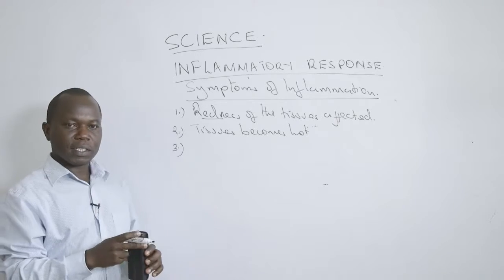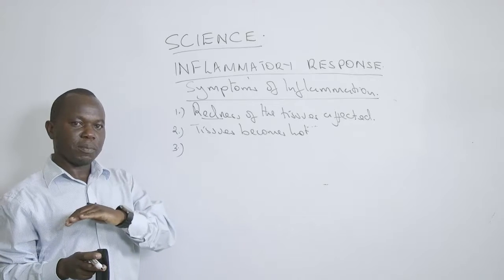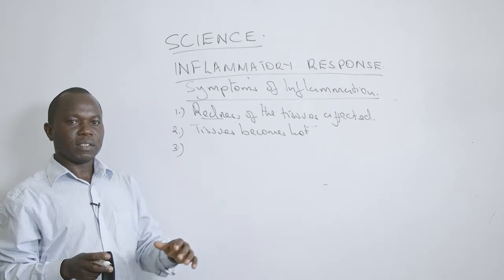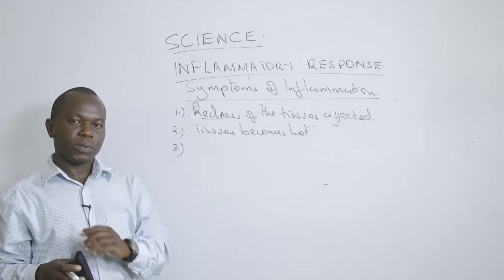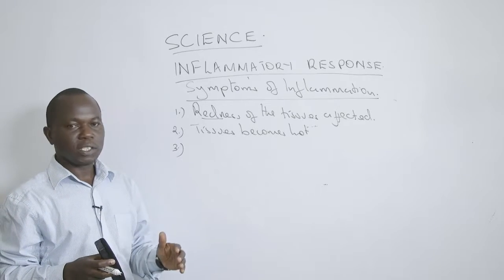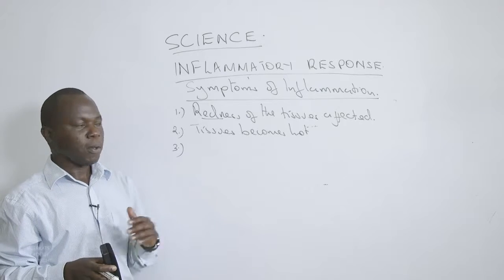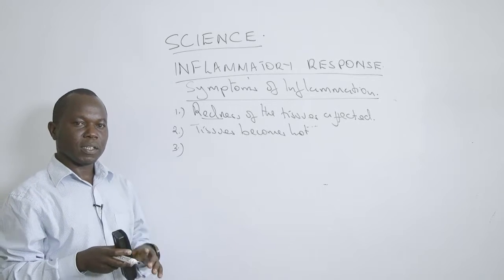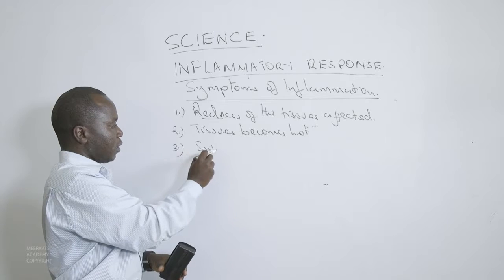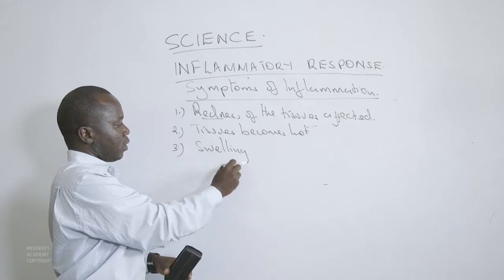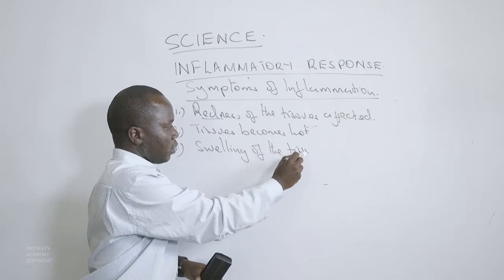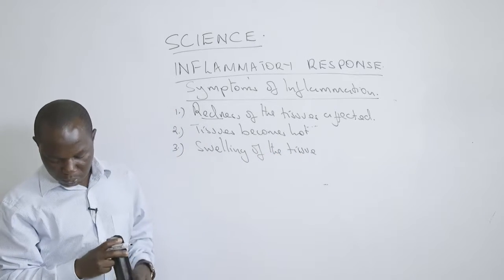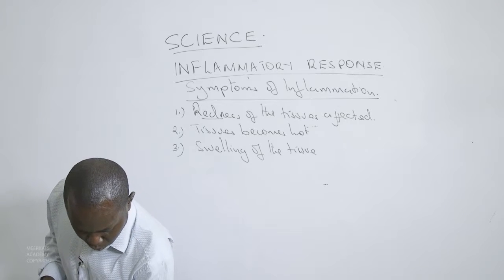We have also realized that permeability allows blood proteins and also tissue fluid to flow into the tissue or the site of infection. Because of that, there is swelling of the tissue. So the tissue becomes swollen.